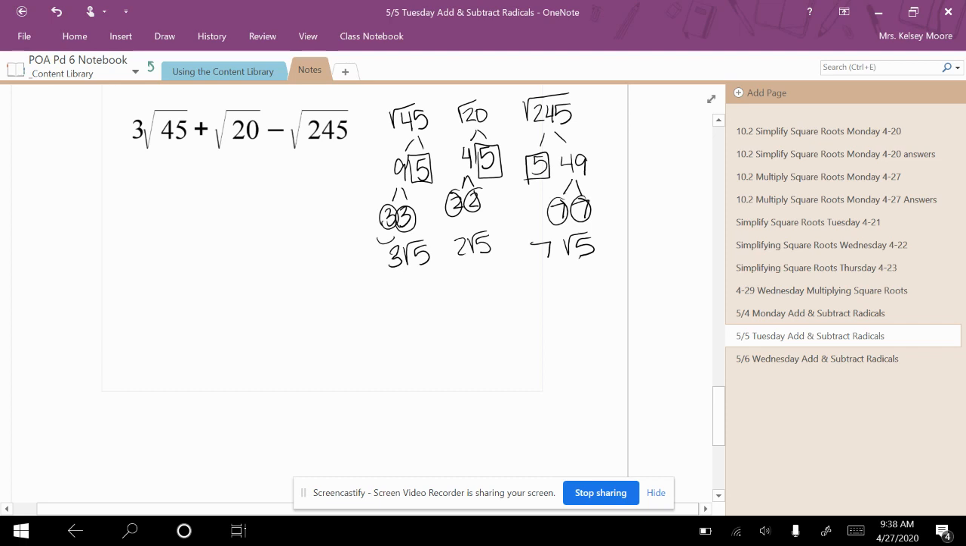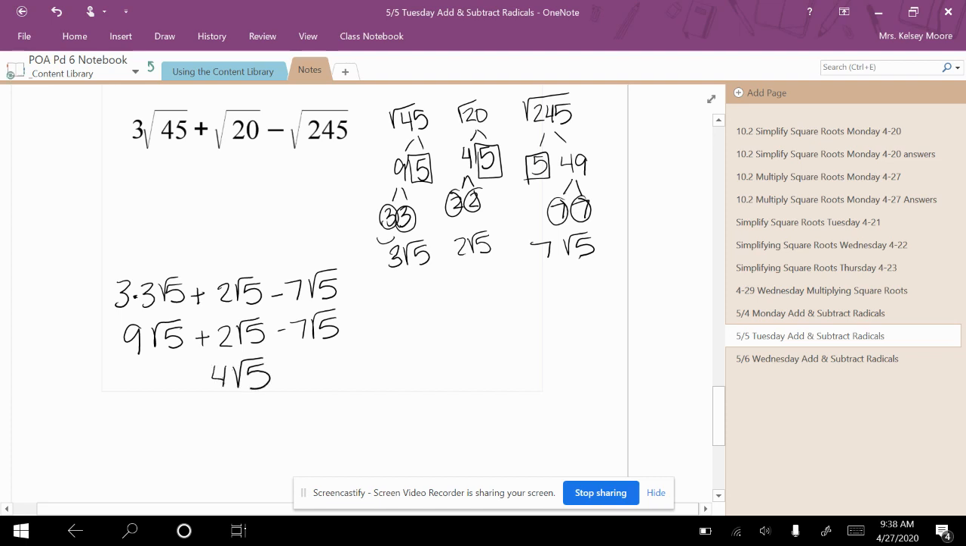And then if I take a look, I circle my 7's, I box my 5's, and I have 7 square root of 5. Okay, so coming over here to rewrite this, you get 3 times square root of 45 is now 3 square root of 5 plus 2 square root of 5 minus 7 square root of 5. So you end up getting 9 square root of 5 plus 2 square root of 5 minus 7 square root of 5. Square root of 5 now is all like, so add the numbers on the outside. 9 plus 2 is 11. 11 minus 7 is 4 square root of 5.